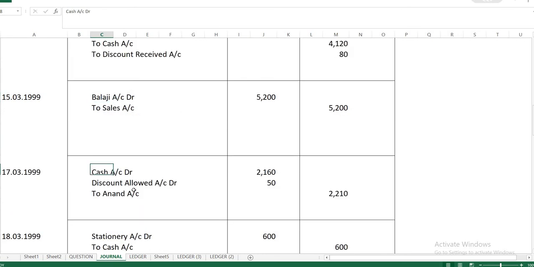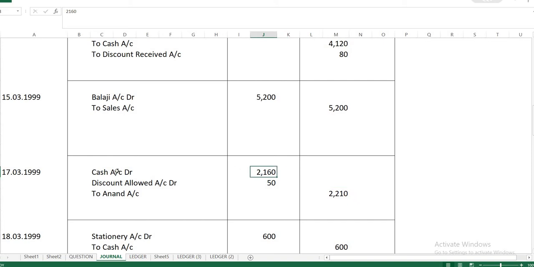So cash account I have already prepared. In that cash account, what I have to do is put to Anand account. But actually, how much amount am I receiving? 2160 I am receiving from him. So I should not take this amount. I have to take only this amount.